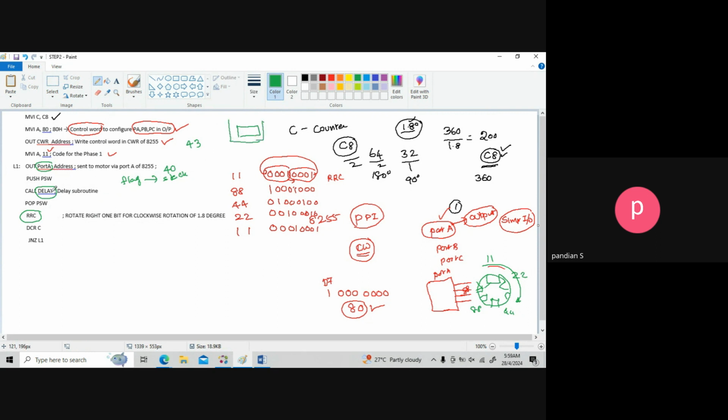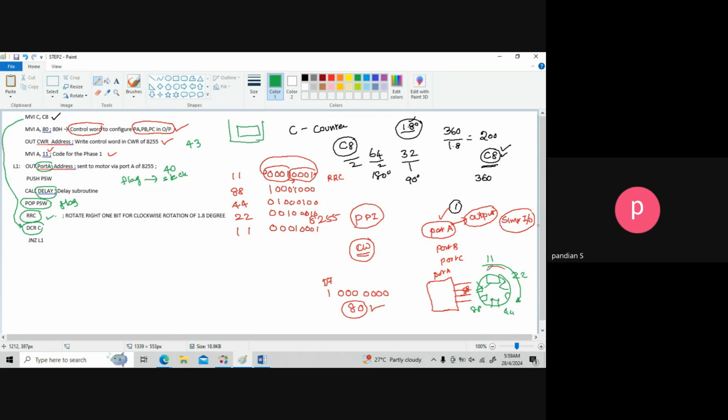Then after completing the delay, we pop the PSW from the stack. So the control word is restored. Then we call rotate right, and then we have to decrement C. C is a count, and the count is decremented one by one, right? Then it will go for around C8 rotations.